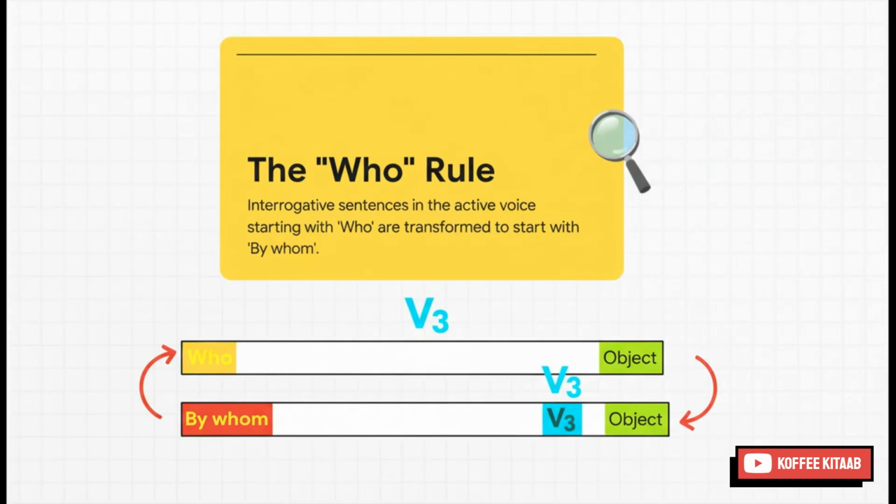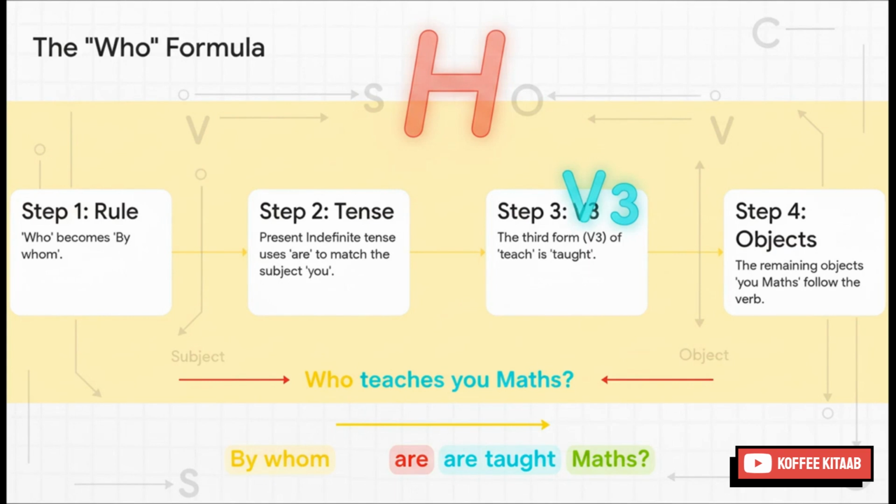Okay, before I show you the answer, let's just pause and lock in this rule. It's super important. When an active sentence starts with who, the passive version always starts with by whom. It's a straight-up swap. Who becomes by whom. Simple, right? But it's one of those things you just have to commit to memory. So, if we apply that rule, the correct answer is, by whom are you taught maths?